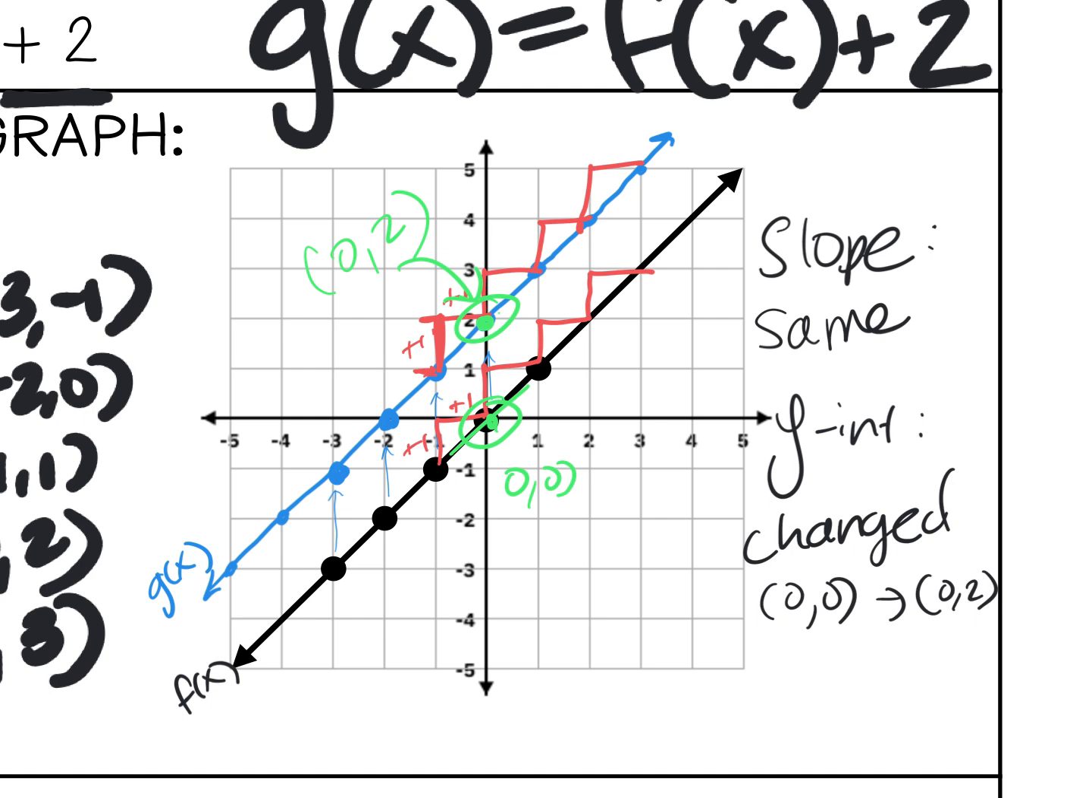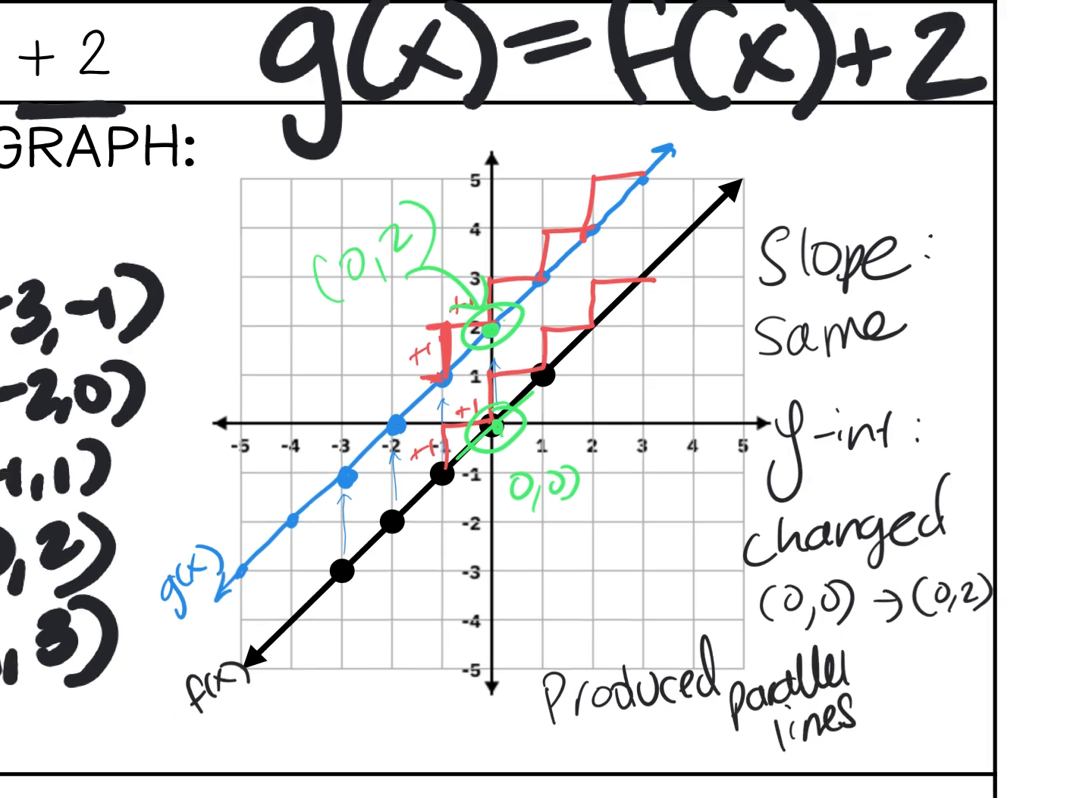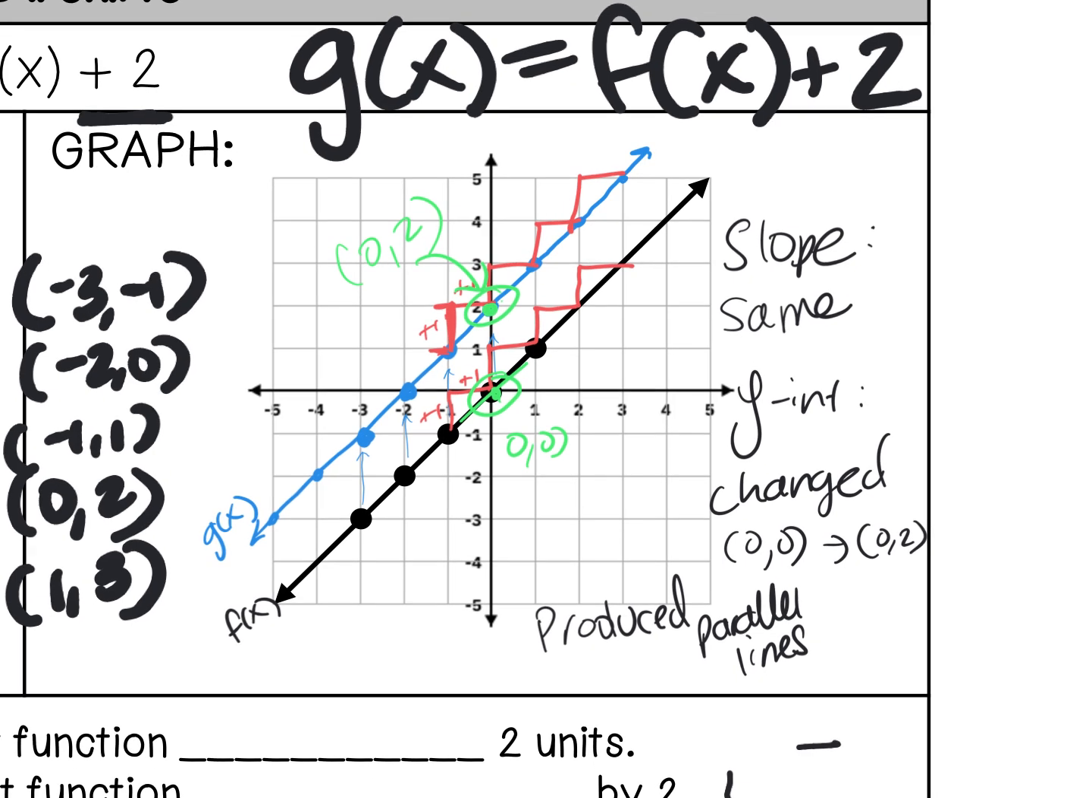What kind of lines are these? How do they relate to each other? They don't touch and they're going in the same direction. Parallel. We produced parallel lines when we shifted it. Write that down, that's important. When you shift a linear function, you're producing parallel lines. So all the lines will have the same slope, but different y-intercepts.